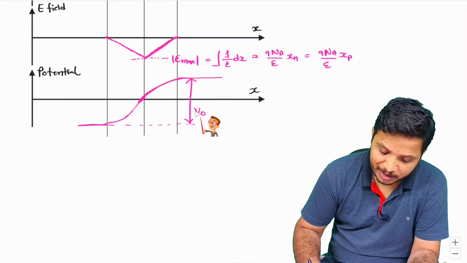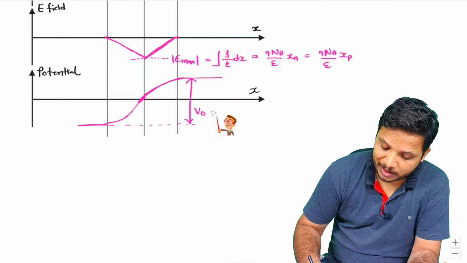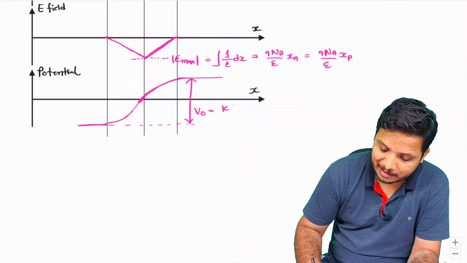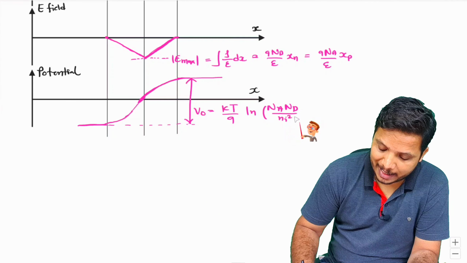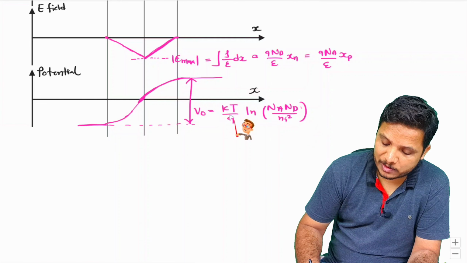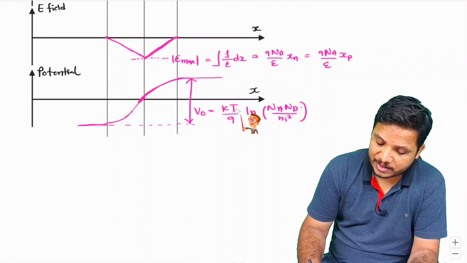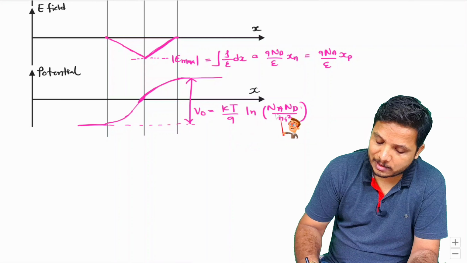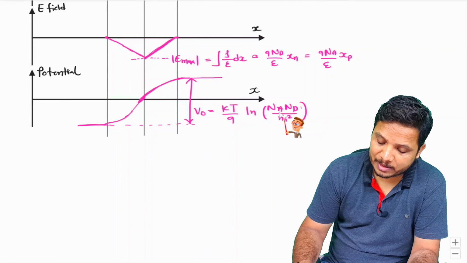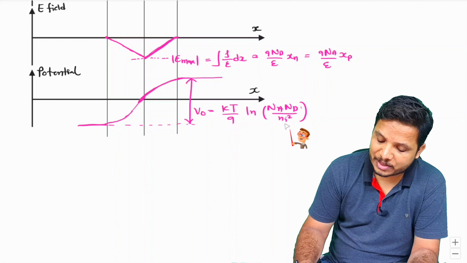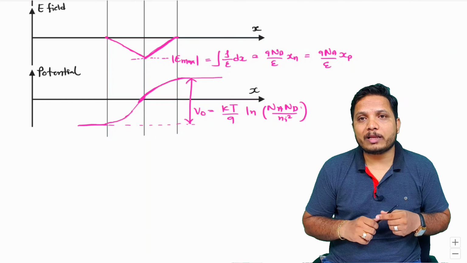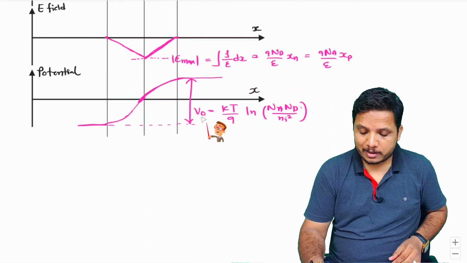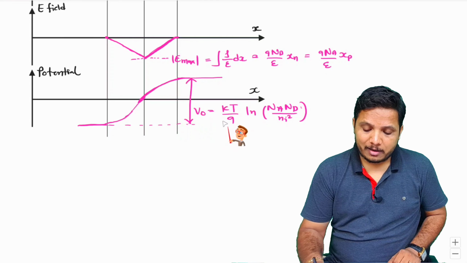Now how to calculate this potential barrier V0? The potential barrier V0 can be calculated as kT by q into ln Na Nd by Ni squared, where k is Boltzmann's constant, T is temperature in Kelvin, q is charge, Na and Nd are the acceptor concentration and donor concentration, and Ni is the intrinsic concentration.